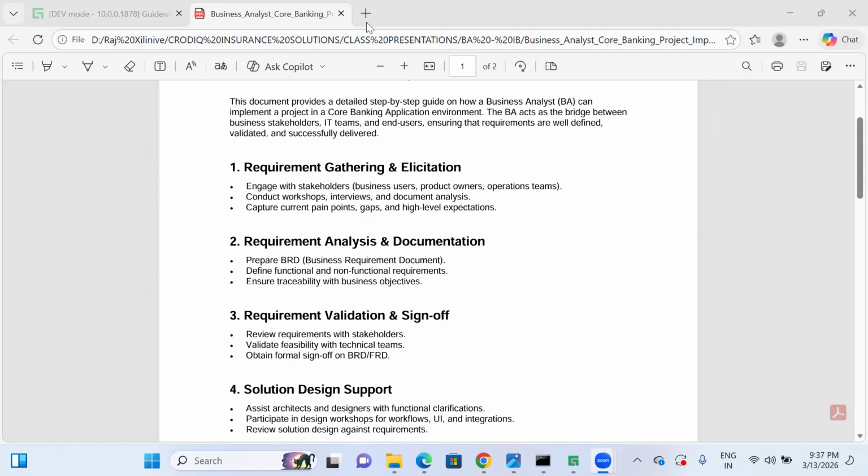Being a business analyst, we act as a JAD facilitator. So conducting workshops, conducting any kind of interviews, and document analysis will all be part of requirement gathering on a high-level note.